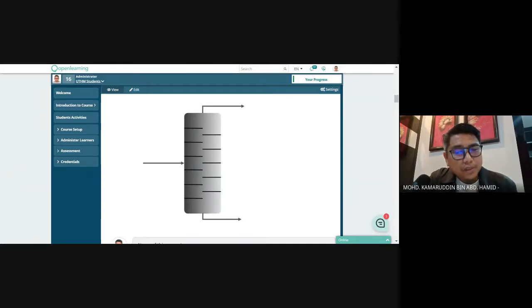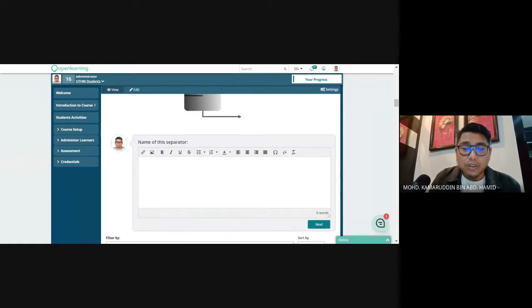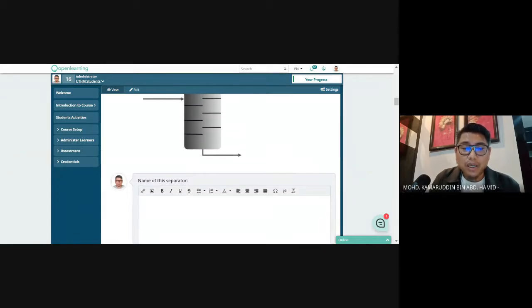The function is still the same: recover gas at the top and recover liquid at the bottom, but you have multiple stages. Alright, so this we call an absorber, not a distillation column. Remember, its name is absorber.